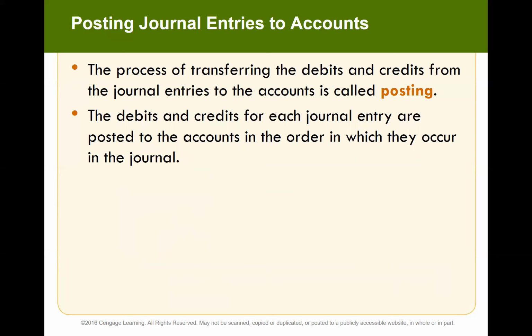Let's talk about posting journal entries to the account. The process of transferring the debits and credits from the journal entries to the account is called posting. That's when it's really moved from the journal to the general ledger. The debits and credits for each journal entry are posted to the accounts in the order in which they occur, which is another reason why it's very important to date the transaction so that you can keep them in chronological order.